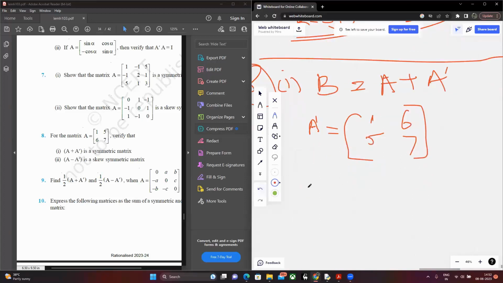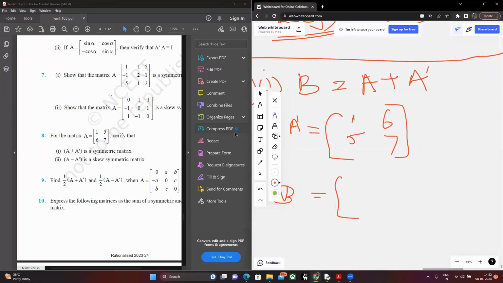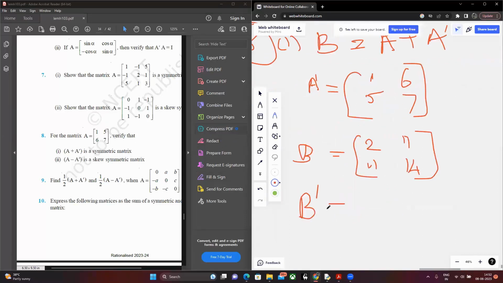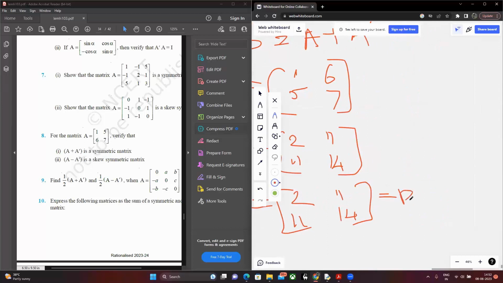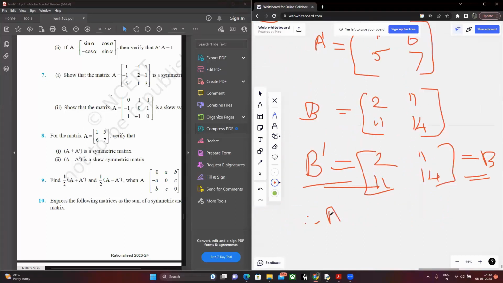Therefore, B is going to be equal to the sum of this and this, which is 2, and you have 6 plus 5, that is 11. You have 5 plus 6, that's again 11, and you have 7 plus 7, that is 14. Now take B transpose, that is going to be 2, 11, 11, 14. Again, swapping this 11 over here does not make a change because these both elements are equal. This is equal to B. Therefore, A plus A dash is symmetric.